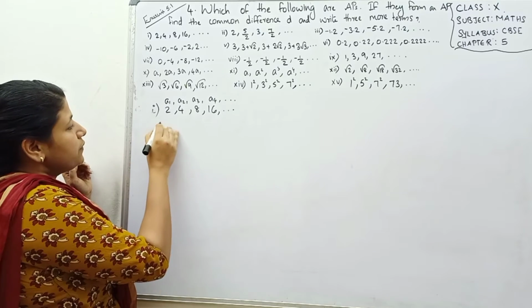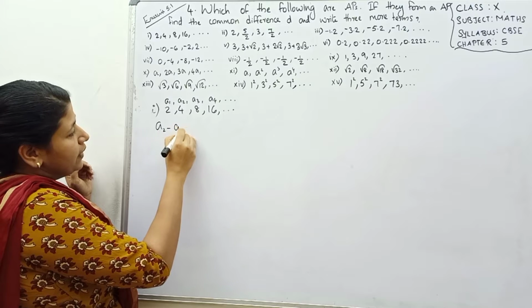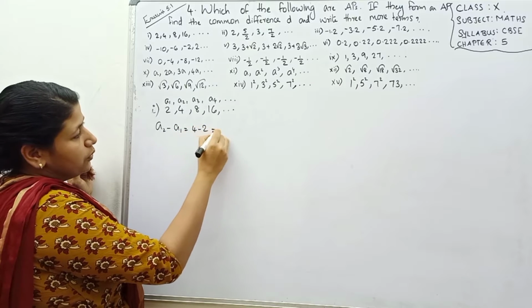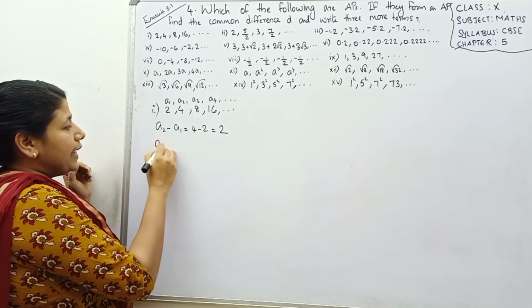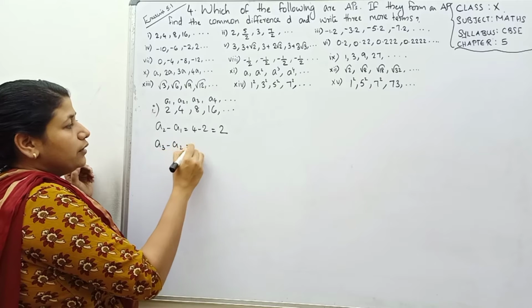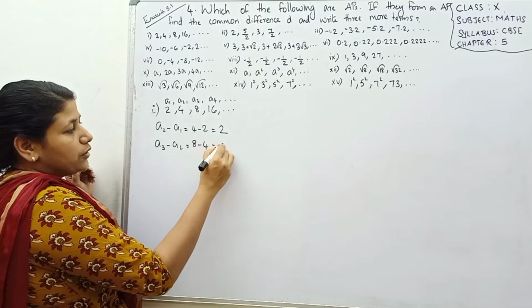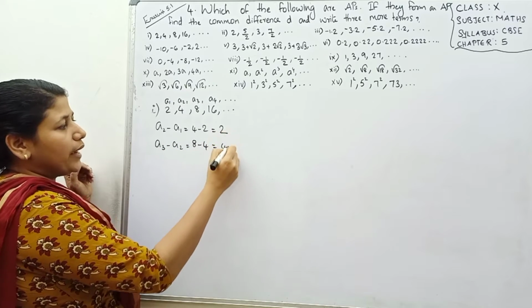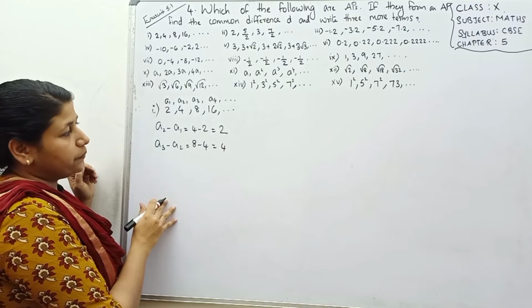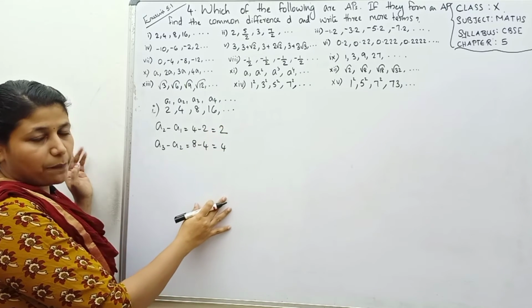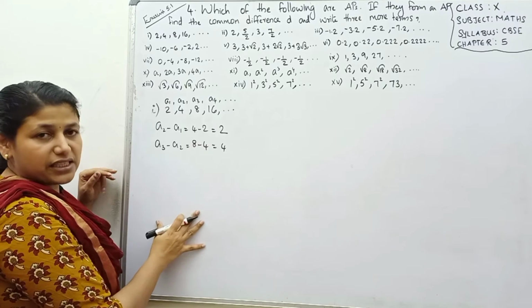That means first find out A2 minus A1, that is 4 minus 2, which is equal to 2. Then A3 minus A2, which is 8 minus 4, which is equal to 4. Since this 2 and 4 are not equal, we can just stop here. There is no need to continue.